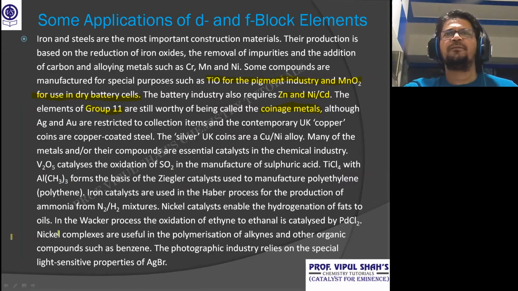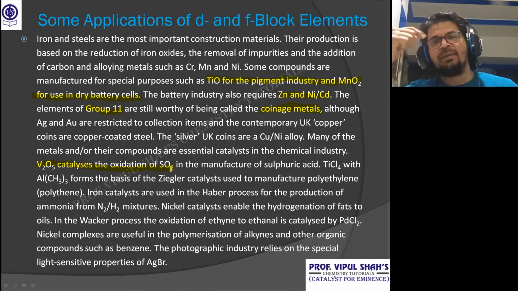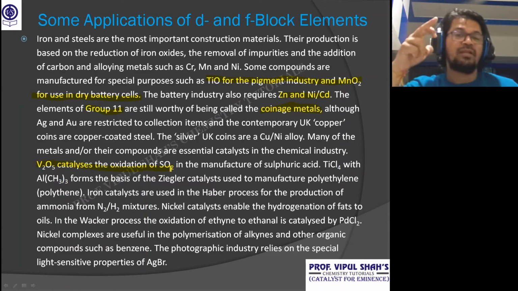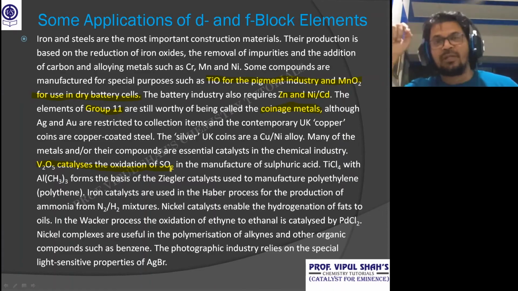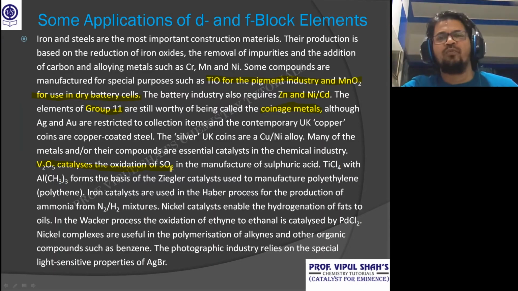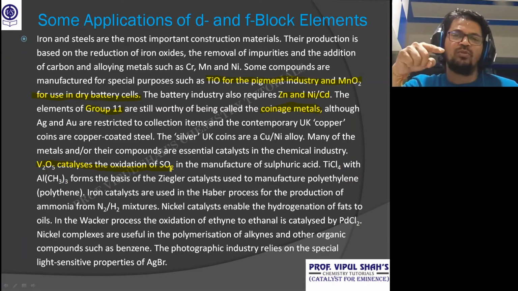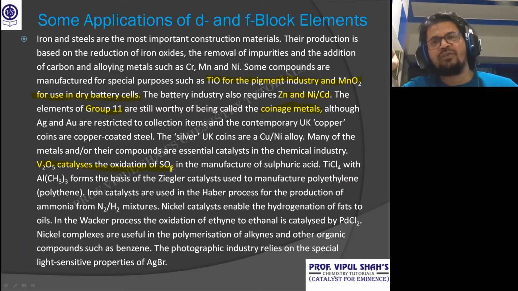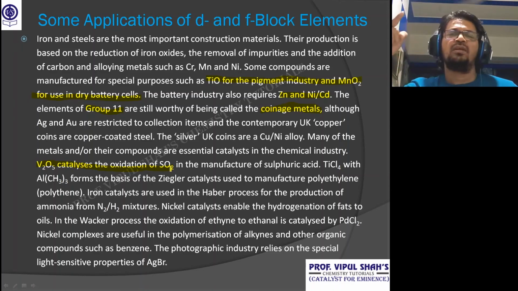Then V2O5, vanadium pentoxide, that's used as a catalyst. It is used in the contact process, not Haber's. Haber's was ammonia. Contact process is the preparation of H2SO4, where we have oxidation of SO2 to SO3 in the presence of V2O5, vanadium pentoxide. So first SO2 in the presence of V2O5 gets oxidized to SO3, and in the presence of atmospheric oxygen, V2O4 is again oxidized back to V2O5. So the catalyst took part, formed an intermediate, the reaction got over, and the catalyst was regenerated.